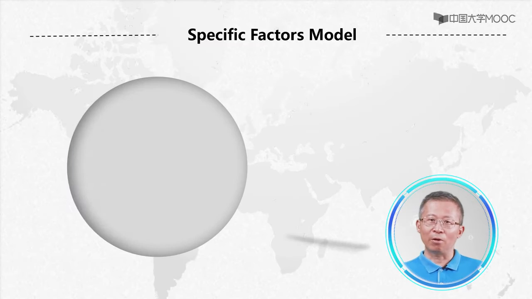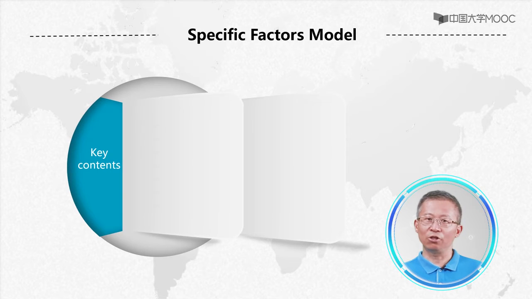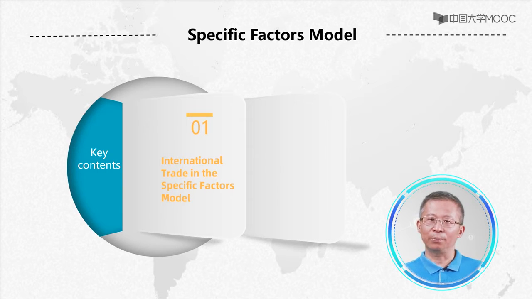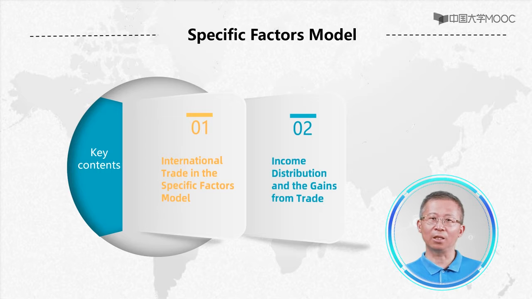Classmates, in this lecture, we continue to study the specific factor model, focusing on the following issues. First, international trade in the specific factor model. Second, income distribution and the gains from trade. First, international trade in the specific factor model.